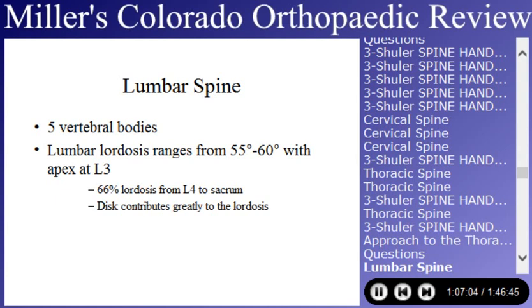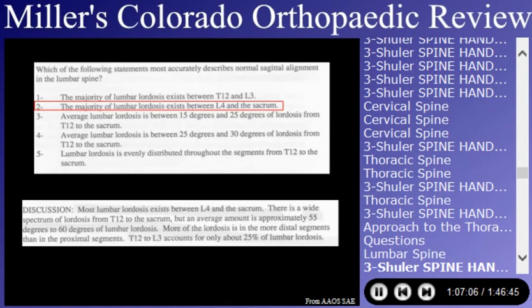Okay? Test question. Which of the following statements most accurately describes the normal sagittal alignment of the lumbar spine? I just said where the majority of lumbar lordosis exists. Between L4 and the sacrum.